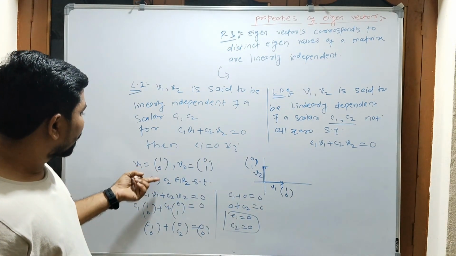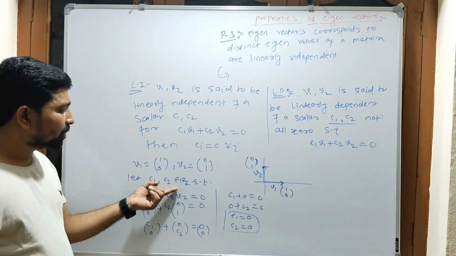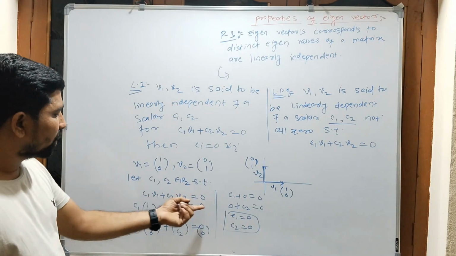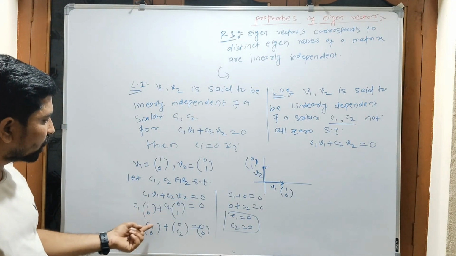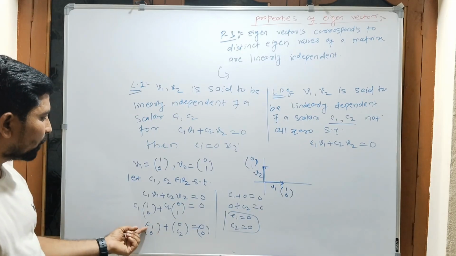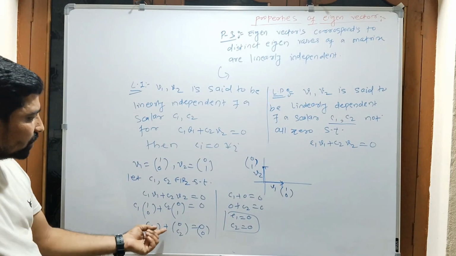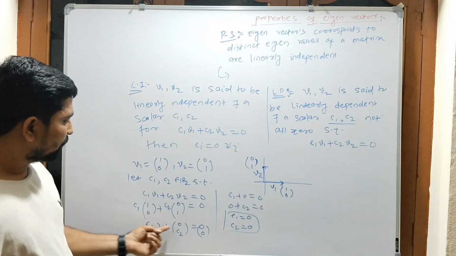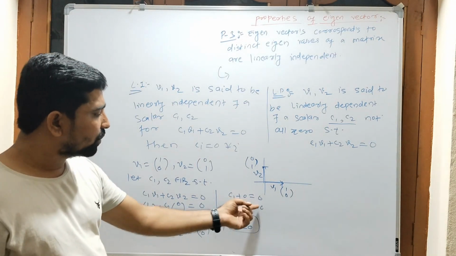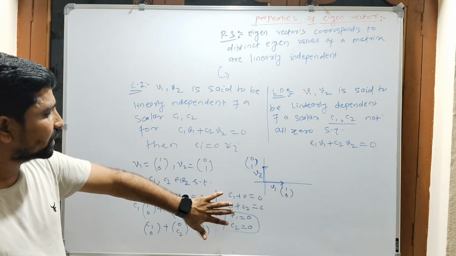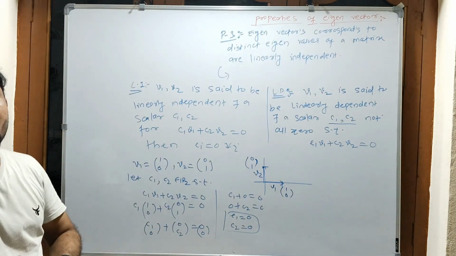So here I am taking c1, c2 belongs to R, so that c1 v1 plus c2 v2 equal to 0. Here c1 into v1 plus c2 into v2. Here v1 value is (1, 0). I just put the values and multiply, so this is c1 plus 0 equal to 0, and 0 plus c2 equal to 0. This implies c1 equal to 0 and c2 equal to 0. This means that these two vectors are linearly independent.